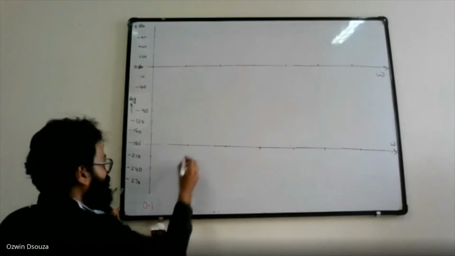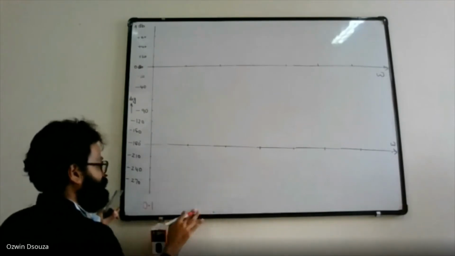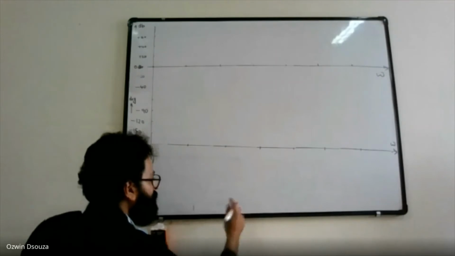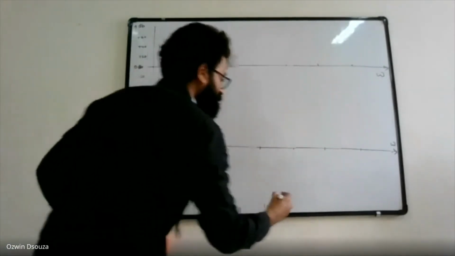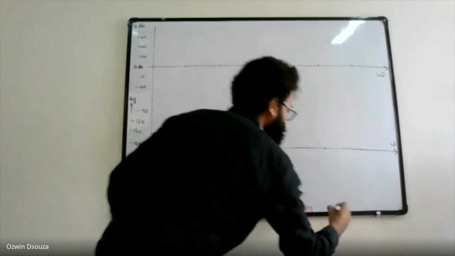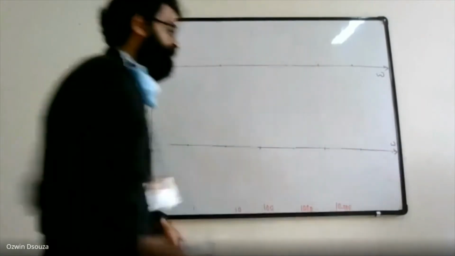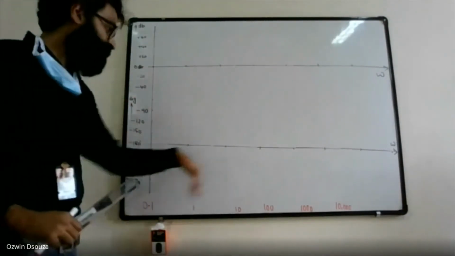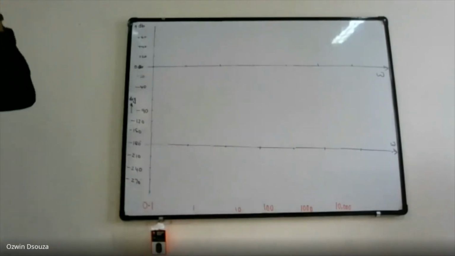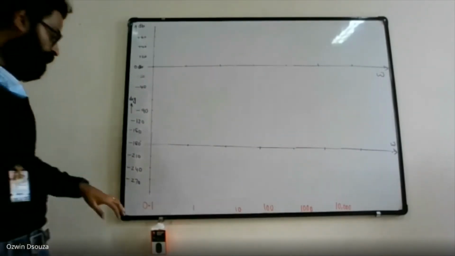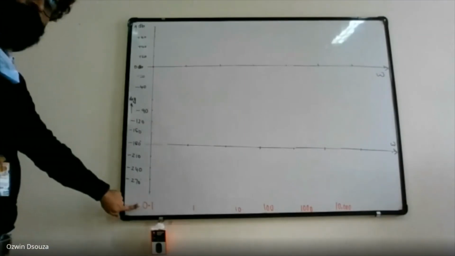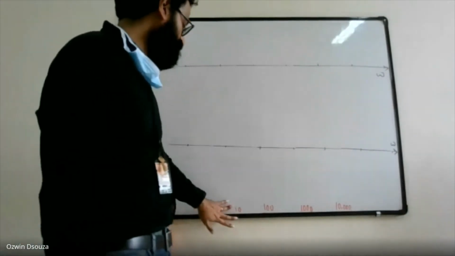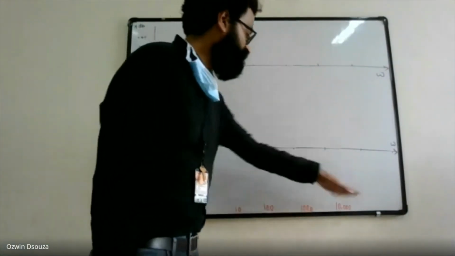The next decade is going to be 0.1 into 10, so it is 1 radian per second. 1 into 10, 10 radian per second. Then you have 100 radian per second, 1000 radian per second, 10,000 radian per second, and so on. So that's how you describe the omega scale. Let me quickly repeat. 0.1 is my starting frequency. I'll multiply with 10. I get 1, 10, 100, 1000, 10,000.